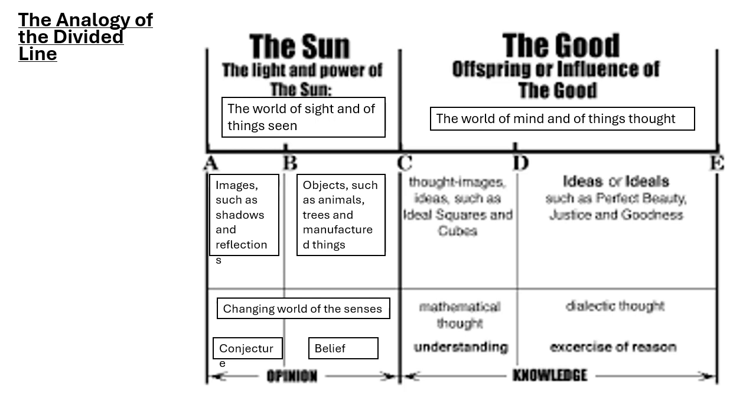So on the left-hand side, the opinion side, the lesser important side, the lesser knowledge side, we have the sun, the world of sight, things seen, we have images, we have objects, we have conjecture, belief, and opinion. Those things that kind of exist in the material world, in the realm of opinion, perhaps, not so much in the realm of philosophy. Then we have things on the right-hand side which exist in the mind in terms of understanding and reason and rational thinking.